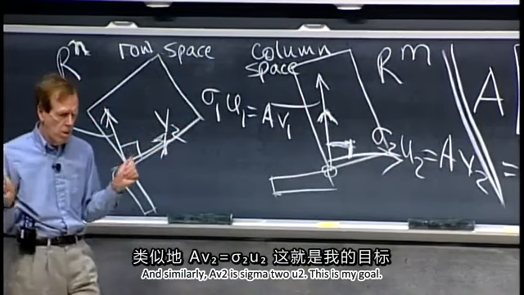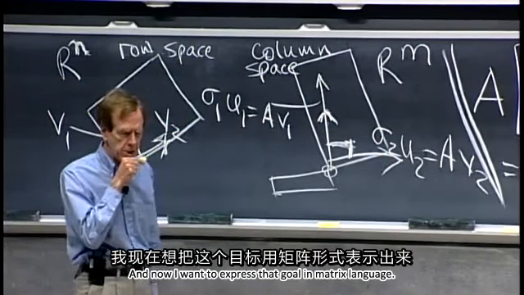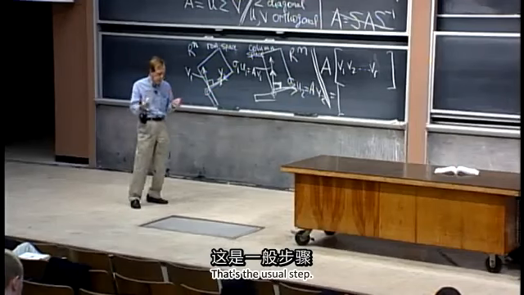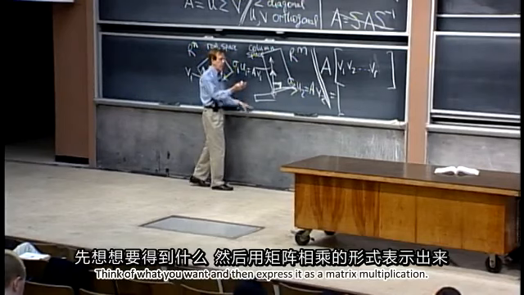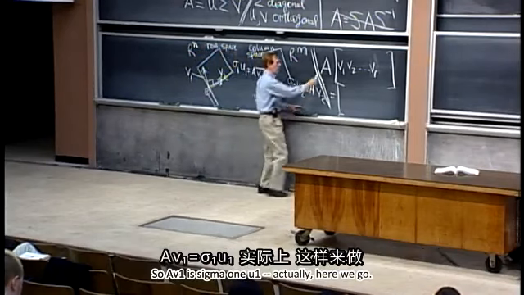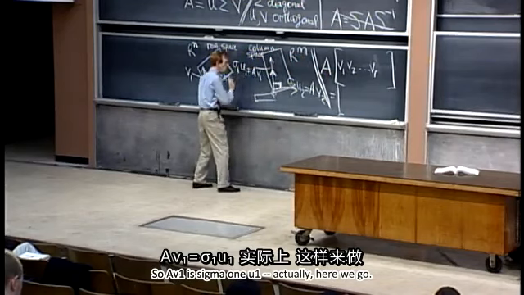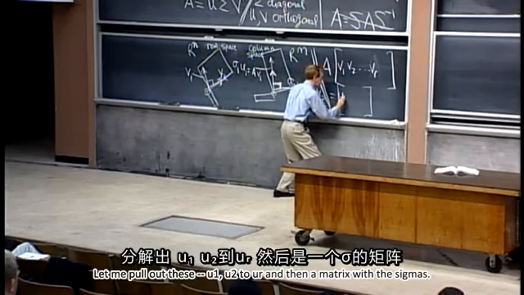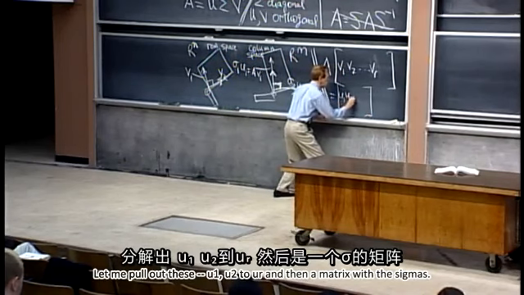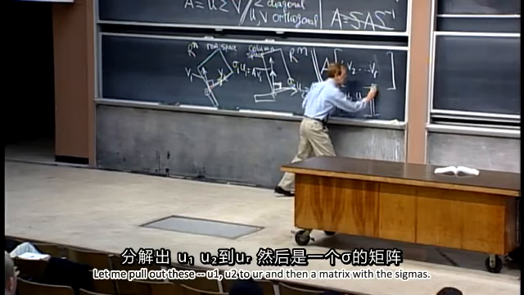This is my goal. And now I want to express that goal in matrix language. That's the usual step. Think of what you want, and then express it as a matrix multiplication. So AV1 is sigma 1 U1. Actually, here we go. Let me pull out these U1, U2 to UR, and then a matrix with the sigmas.